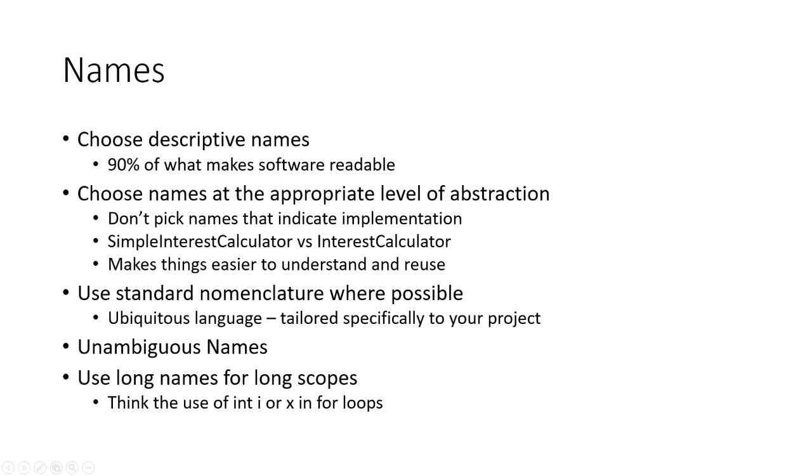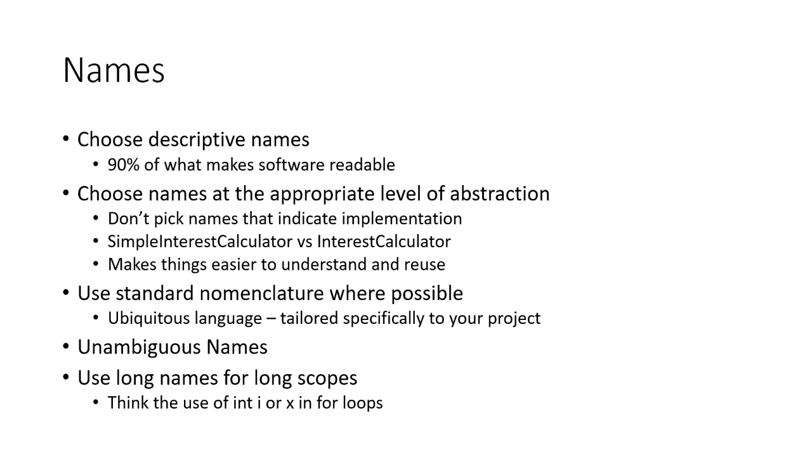Next up, use standard nomenclature where possible. This is essentially getting your team to collectively come up with a game plan for how you want to name functions and classes and constants and enums within your code, and then use that throughout your whole entire project without taking into account how everybody else does their projects. And this is called a ubiquitous language, where you tailor specific naming standards specifically to your project. So just standardize it for your project. If you're going to name something in a certain way, prefix it with something, do it within your project, and make sure everybody else is on the same page.